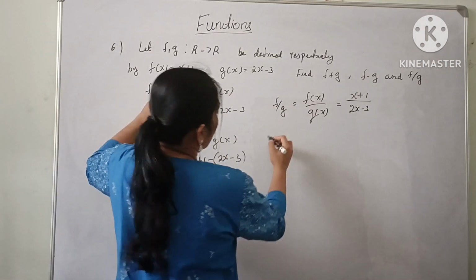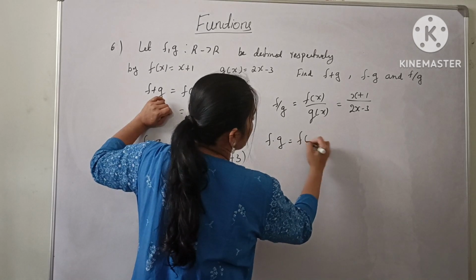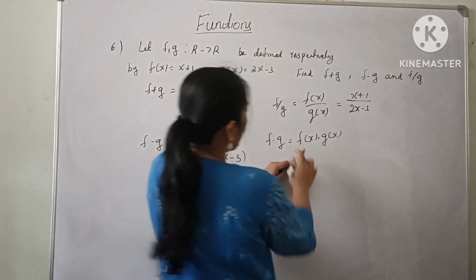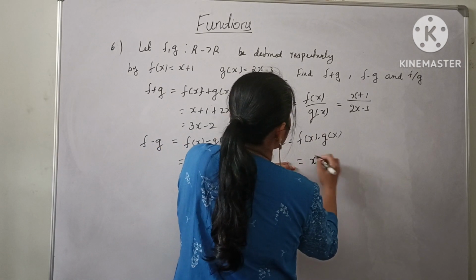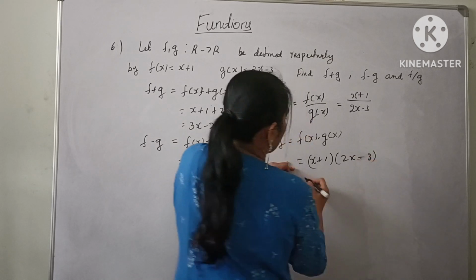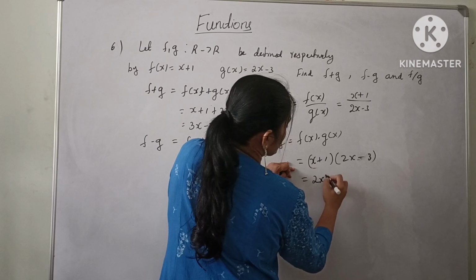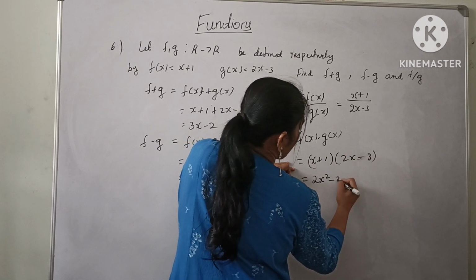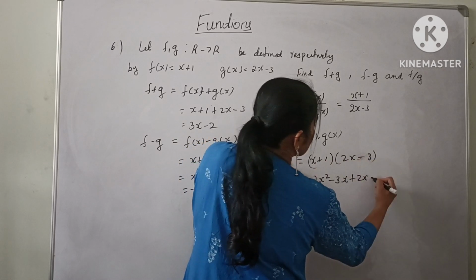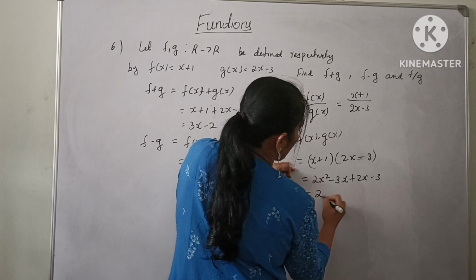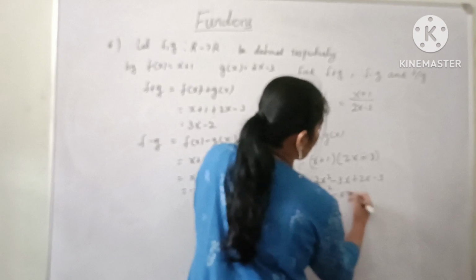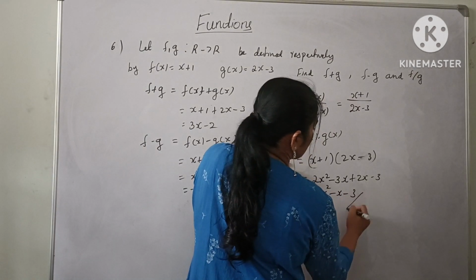That's all. Then what about f into g? f into g is nothing but f of x into g of x, product of two functions. That is, x plus 1 into 2x minus 3. That is x into 2x, 2x square, x into minus 3, minus 3x, 1 into 2x, plus 2x, 1 into minus 3, minus 3. That is 2x square minus x, minus 3, plus 2 minus 3x, so minus 1x, minus 3. That's all.